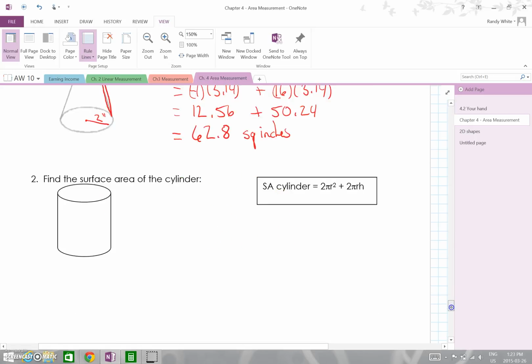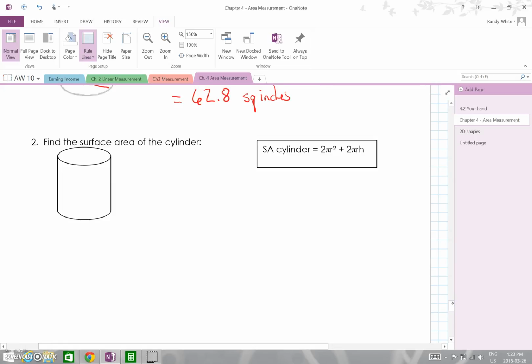Okay, let's take a look at a cylinder. A cylinder is a little bit easier to think about. Basically, if you think of a soup can, you've got the lid, which is a circle, and you've got the bottom of your soup can, which is also a circle. Both of those circles or lids are going to be the same size. And then the rounded part is like if you peel off the label of your soup can, it's basically a rectangle.